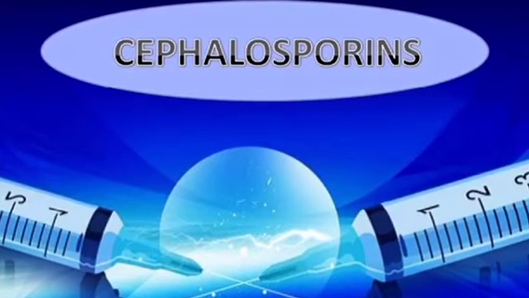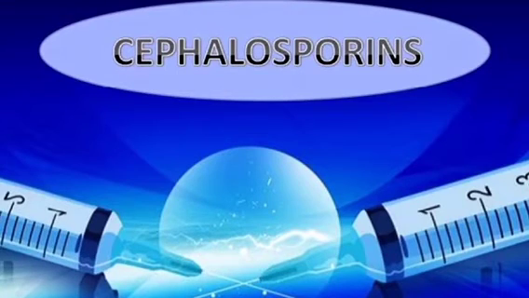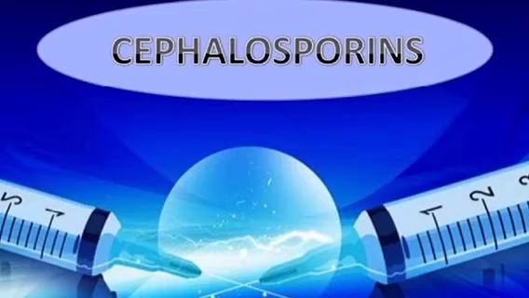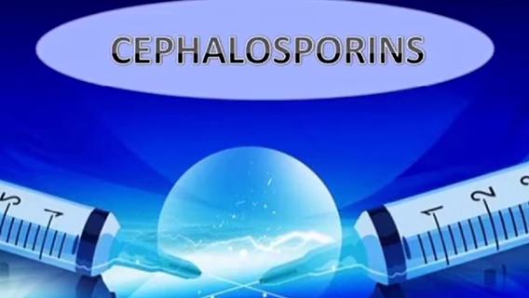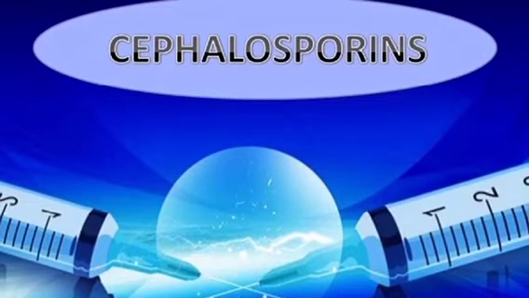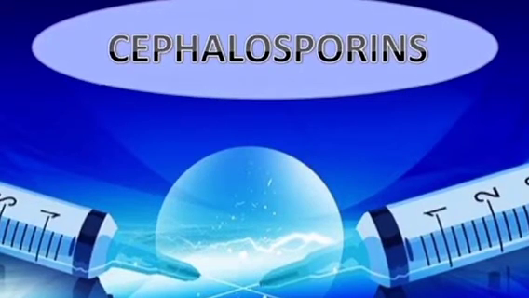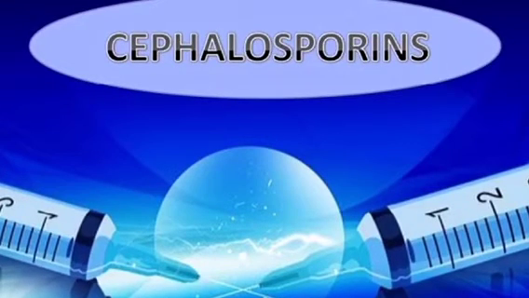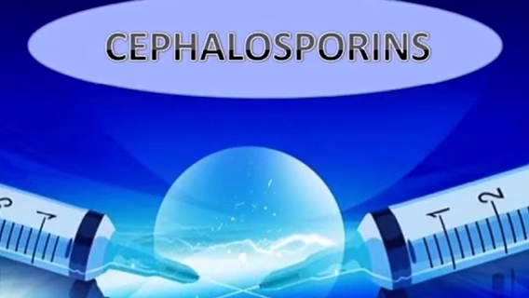Stage 3 in cell wall synthesis is also inhibited in cephalosporins. The mechanism of action is transpeptidase, and the adverse effects are allergies, neurotoxicity in high doses, and renal toxicity.